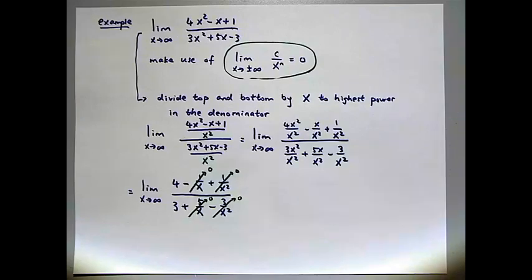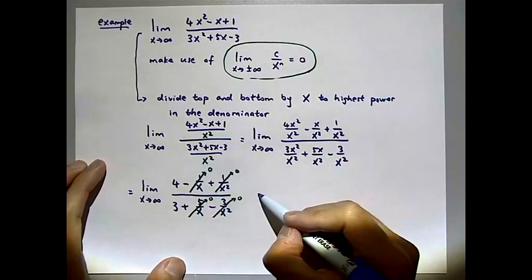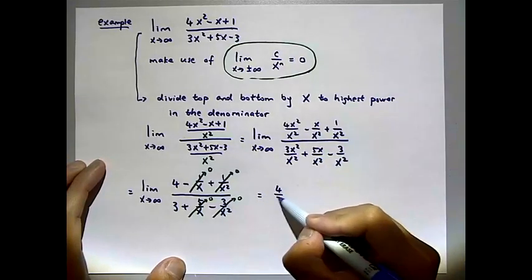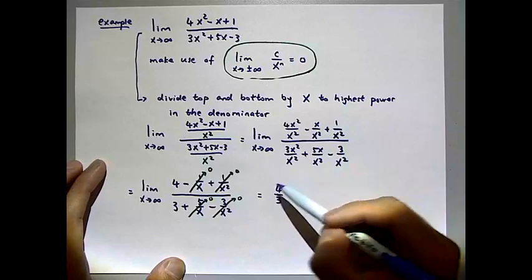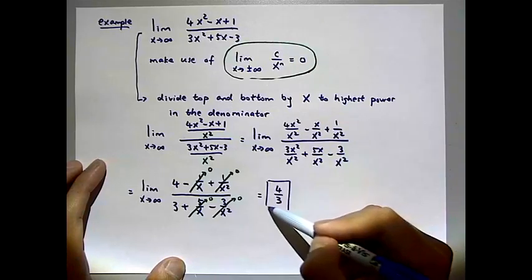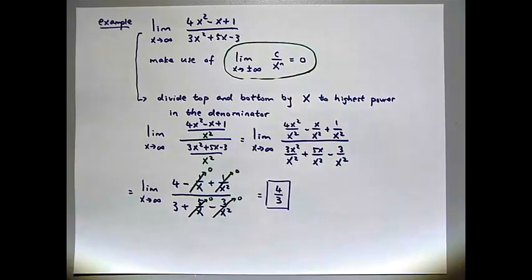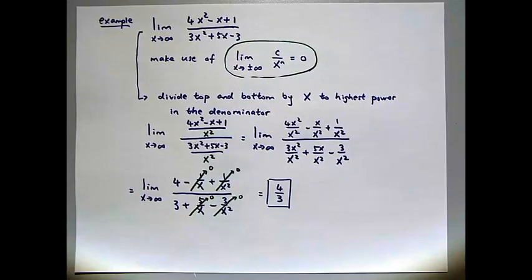And the only thing that's left here is the number 4 and 3. Those don't care what x is doing. So the limit overall is going to be 4 over 3. All right? Does that make sense? Any question?